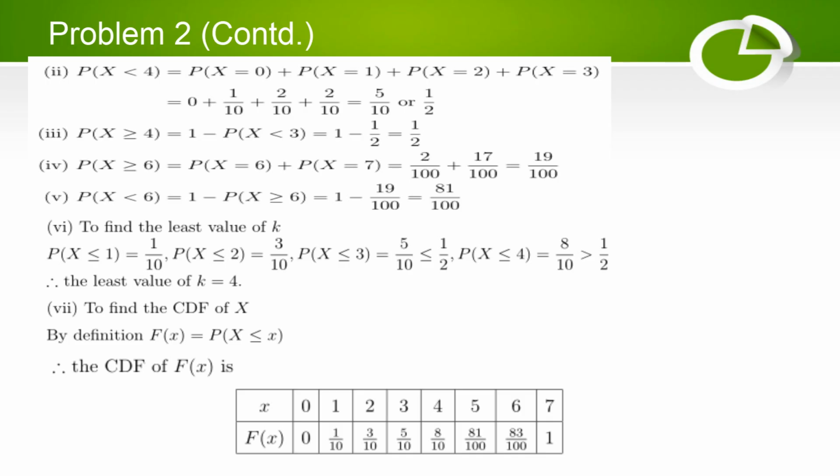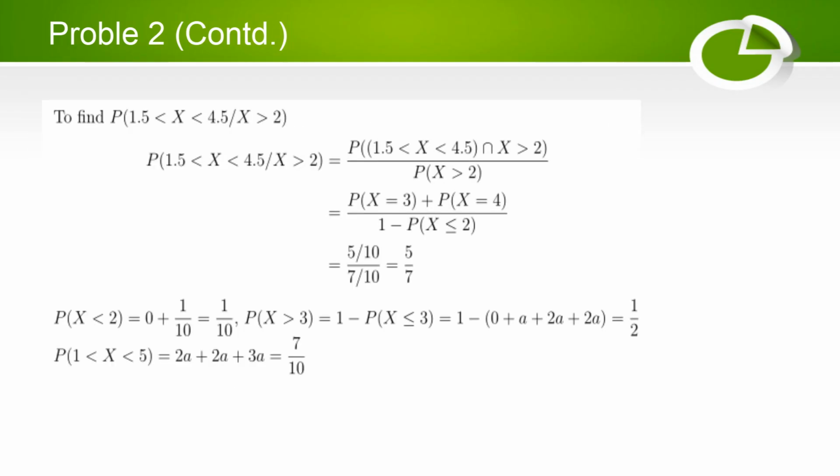Seven, to find the CDF of x. By definition, F of x equals p of x less than or equal to x. Therefore the CDF F of x: x takes the values 0, 1, 2, 3, 4, 5, 6, 7, and F of x takes the values 0, 1 by 10, 3 by 10, 5 by 10, 8 by 10, 81 by 100, 83 by 100, 1.